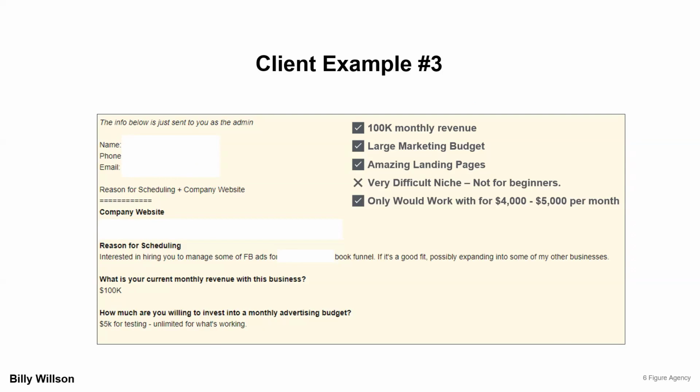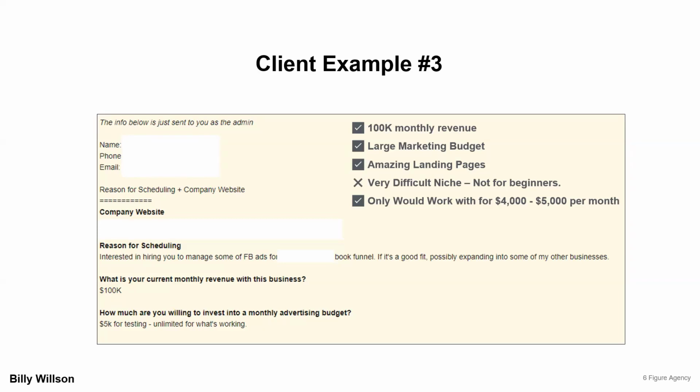So client number 3 example, they're doing $100,000 per month of revenue. They have a large marketing budget, so $5,000 per month for testing. Amazing landing pages, very difficult niche, not for beginners. After looking at all of this, I decided that I would only work with them, for me personally, for $5,000 per month, because it's definitely a very difficult niche to work with.